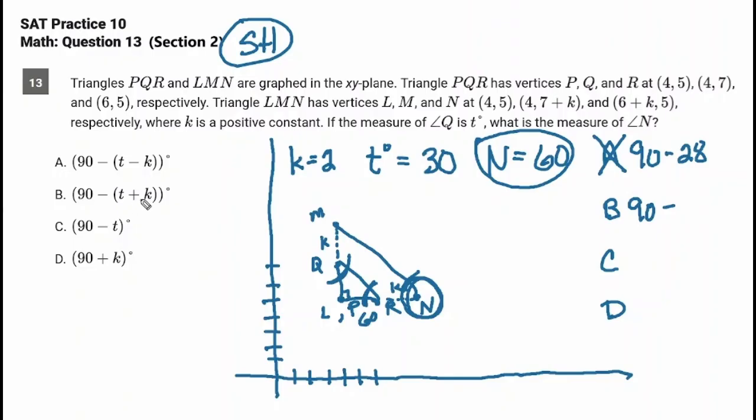B, 90 minus T plus K, so 30 plus 2, 90 minus 32, and you can ballpark that. Is that going to be 60? No. C, 90 minus 30, right? T is 30. Is that going to be 60? Hey, that's 60, so we're going to keep that one. And this is 90 plus K. That's 92, or whatever we make K. Doesn't matter. Not the right answer. C is the right answer.